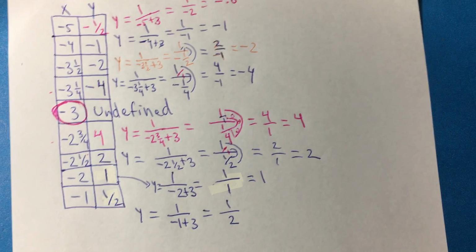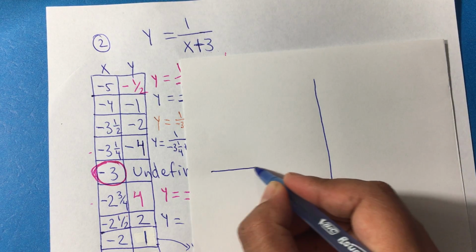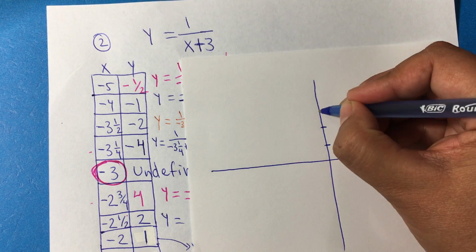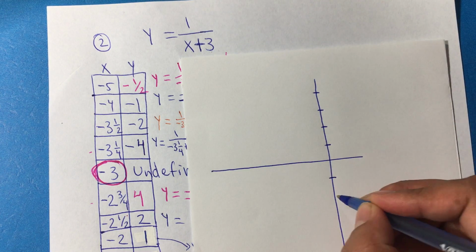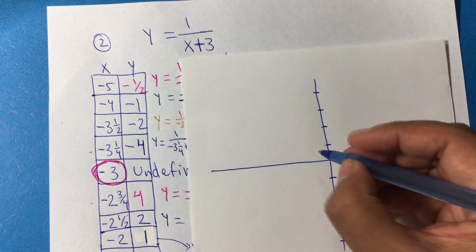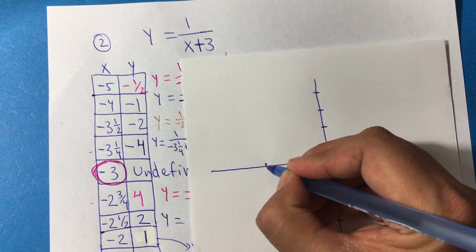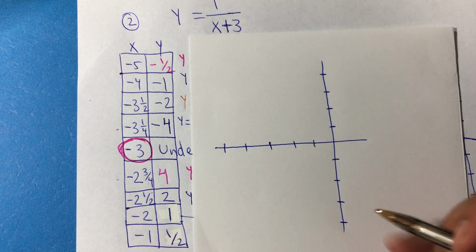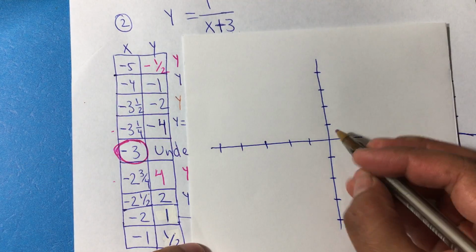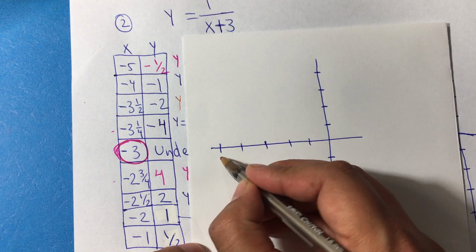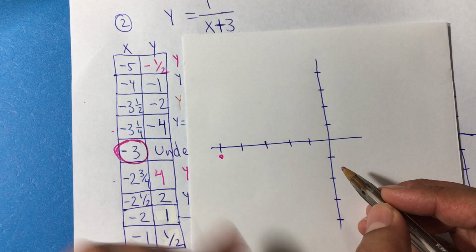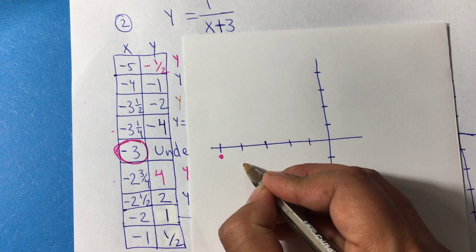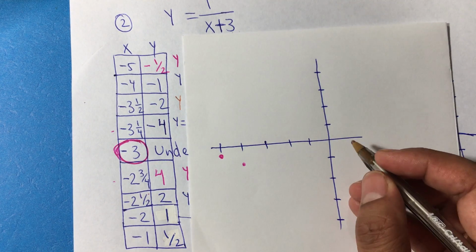So 1/2. So let's focus over here on the negatives for x. And then we say 1, 2, 3, 4. Negative 1, negative 2, negative 3, negative 4. And then negative 1, negative 2, negative 3, negative 4, negative 5. And so we begin by putting negative 5, negative 1/2, somewhere in there. Negative 4, 1. Negative 4, negative 1. So negative 1 is right there.